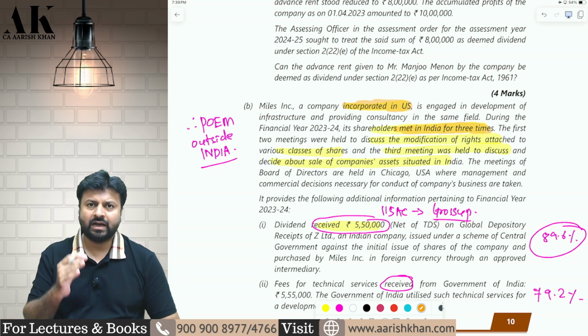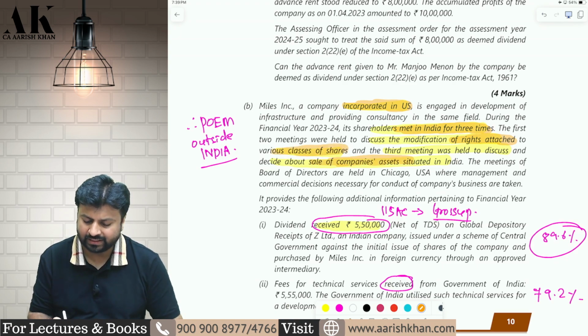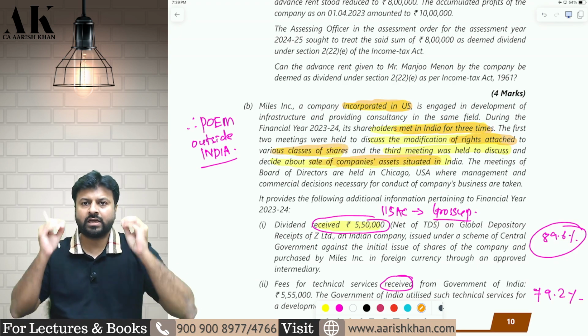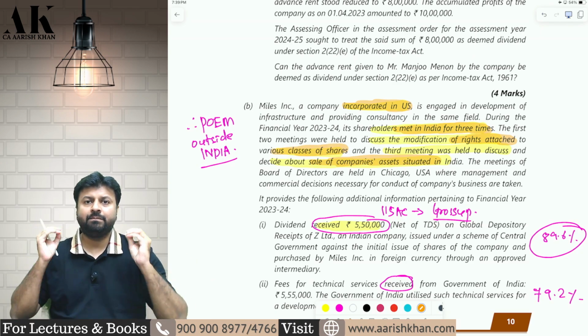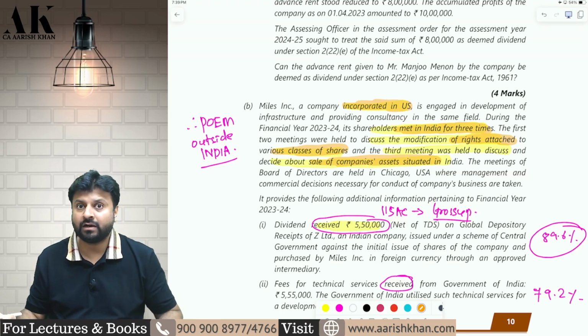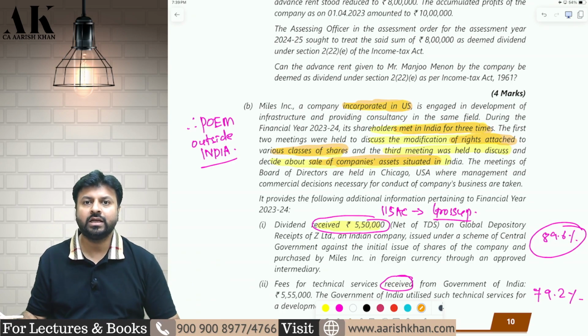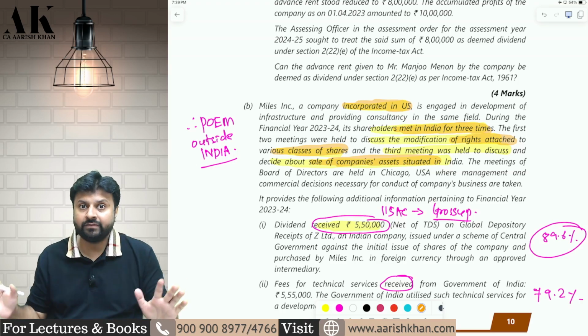For what purpose? Are they dealing with some commercial and management decision? The answer is no. They have come here in India to discuss the rights of the various classes of shares and to sell the assets of the company. Now, if the shareholders or directors meet in India to discuss the rights of various classes of shares or to sell part of the company, it does not amount to a management and commercial decision. Therefore they are not doing anything which is related to what?